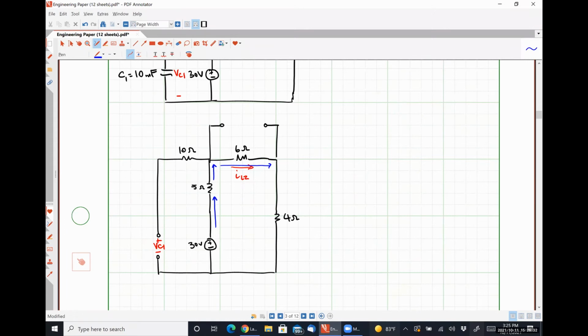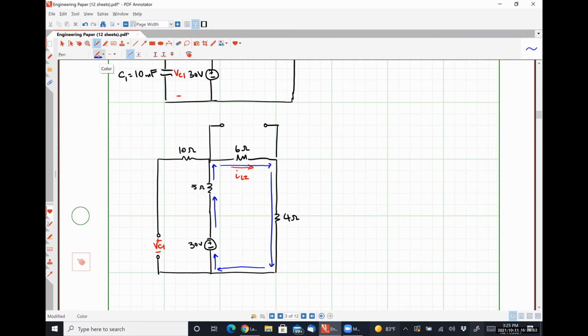When it reaches here, none of it can flow up because it sees the open circuit. So all of it flows down, turns around like so. None of it can continue flowing to the left. So all of it must flow up like that.